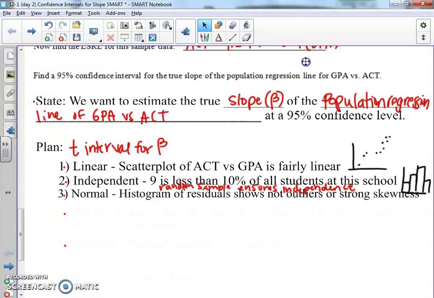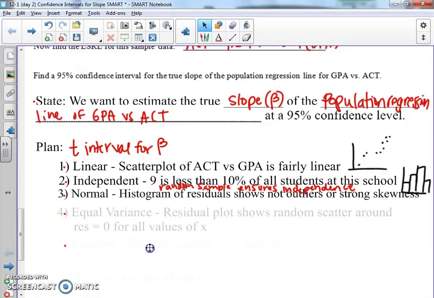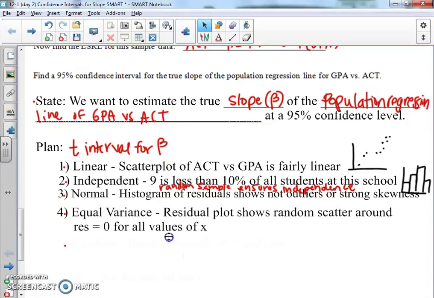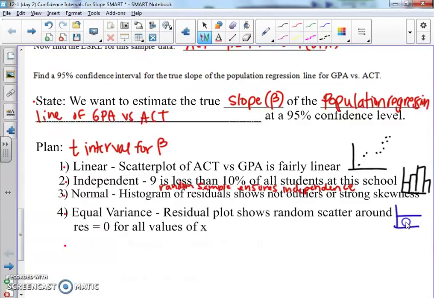So again, I'm going to come back over here, and for my equal variance, say residual plot shows random scatter around the residual equals 0 line for all values of x. Use that kind of wording. Drawing a picture, you want to draw that residual line, that's your y equals 0 line, and just kind of sketch that it is indeed kind of some random scatter. Sketch a picture of it.